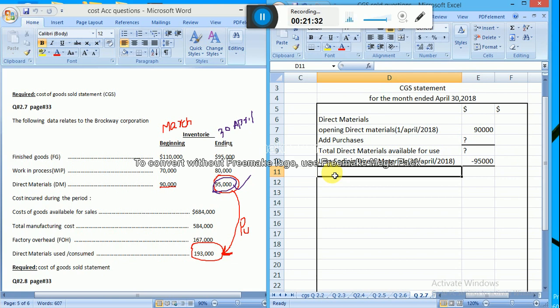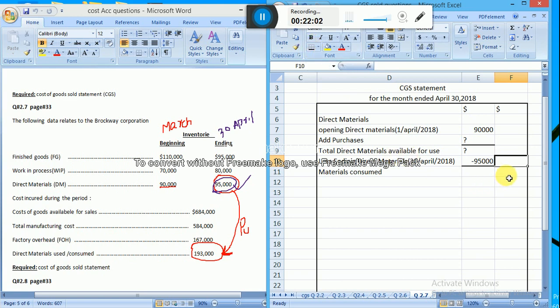95,000 is the ending material. So how much material did we use during the month of April? Material consumed. That is given.